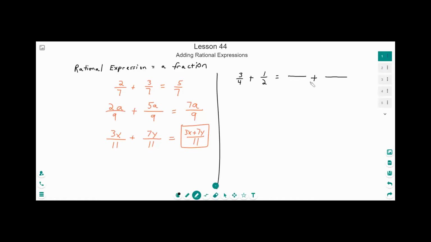Only we're going to rewrite them with a different denominator, something that would be equivalent, the same for both. So to do that, we need to find our least common multiple, which if you recall, we did that in, I think, lesson 43. So what is the least common multiple of a 4 and a 2? In other words, if I take each of these numbers, what multiples would be common between these two? And particularly, what is the smallest multiple that would be common?